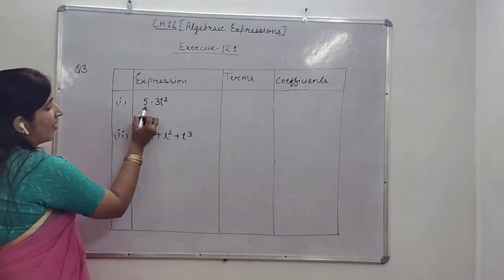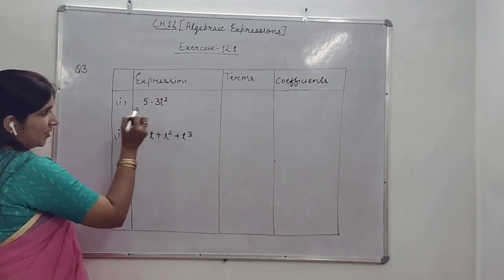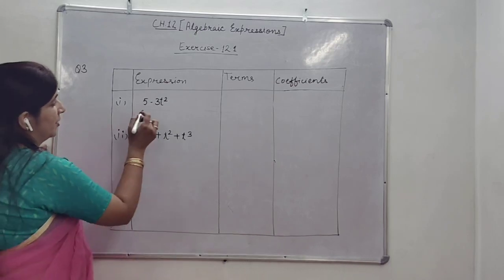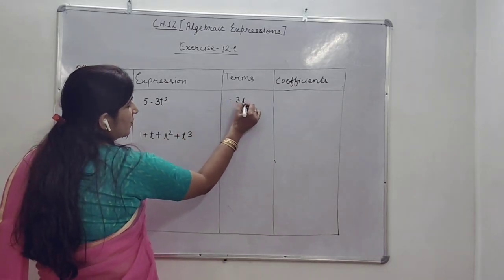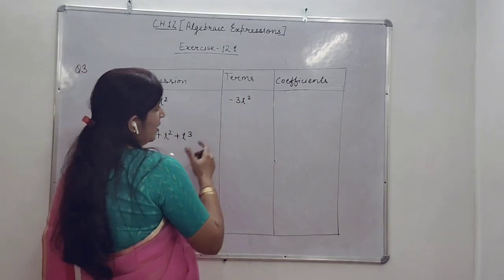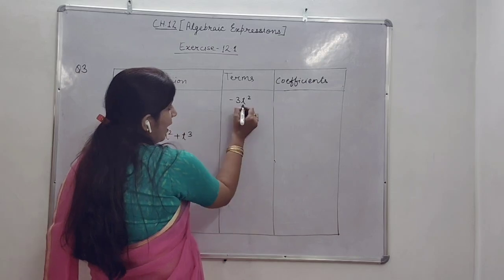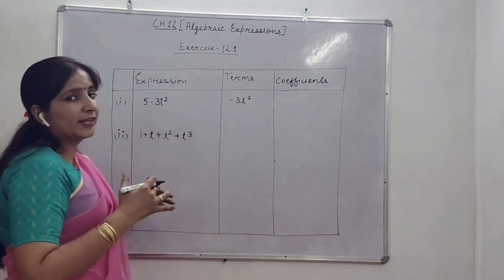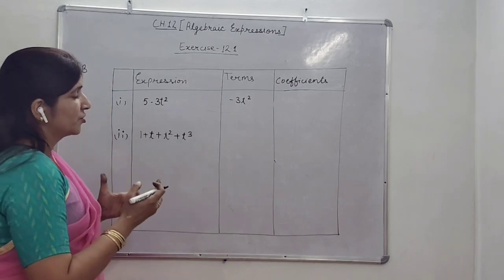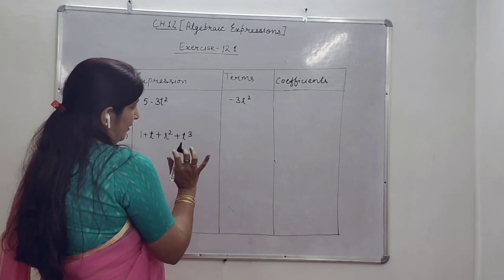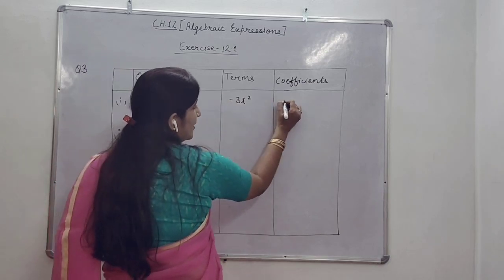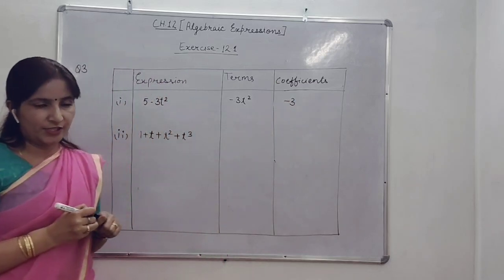So first part is 5 minus 3t square. This expression is given and we have to write the terms other than the constant. So the term is 3t square. And now we have to write the coefficient of it. Again, here it is not given for which algebraic factor you need to write the coefficient. So it's a general coefficient, you need to write the numerical factor. t square is the algebraic factor, and what is the numerical factor here? Minus 3. So this will be the coefficient here.